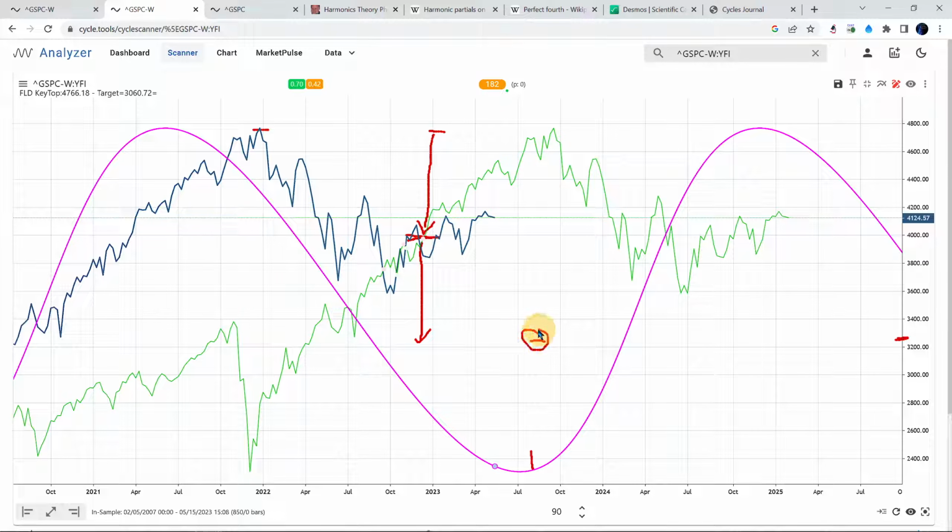So now by combining these techniques, you have a price and time target based on the analysis of dynamic time cycles in addition with FLDs. So this will be interesting to watch.